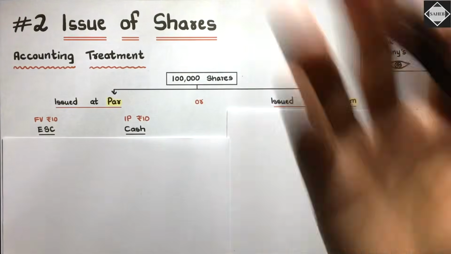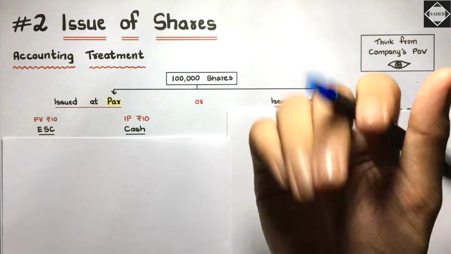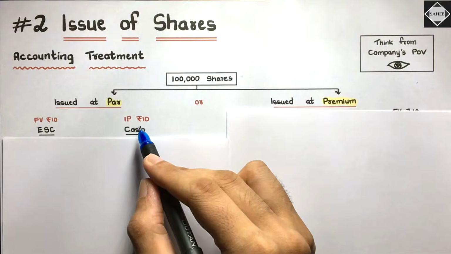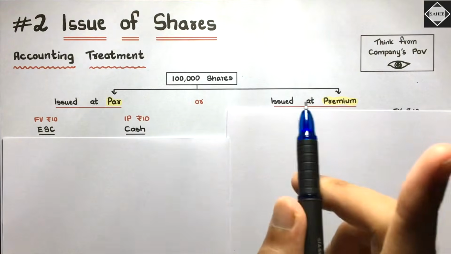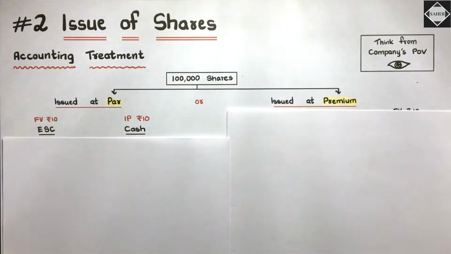Yeah, at the price we issue the shares. So money will come on the basis of issue price, no? Isn't it? Not on the face value. Is that clear? So that is why I have written cash over here.